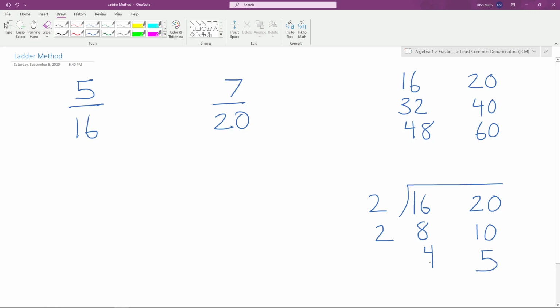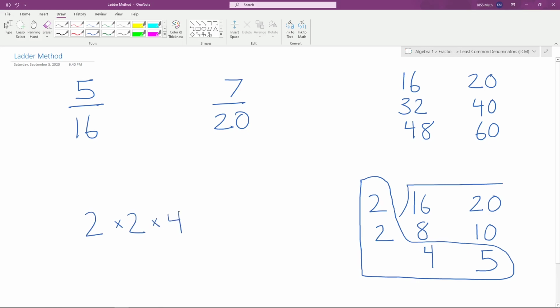And we can't go any further because there's no number that goes into both 4 and 5 evenly. So then you draw a big L for ladder, and you multiply all the outside numbers together. So you would have 2 times 2 times 4 times 5. So 2 times 2 is 4, times 4 is 16, times 5 is 80.